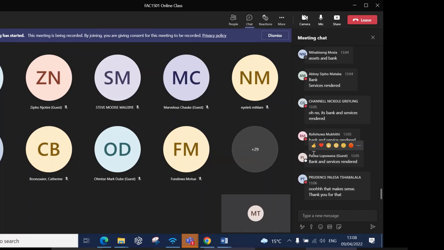The other scenario is if your customers or clients buy. Let's say in this scenario M. Hlagadi bought, or the service was rendered on account, that will always affect your debtors, your trade receivables. If your customers are not paying you by cash and are taking an account, that will always affect your debtors or your trade receivables.